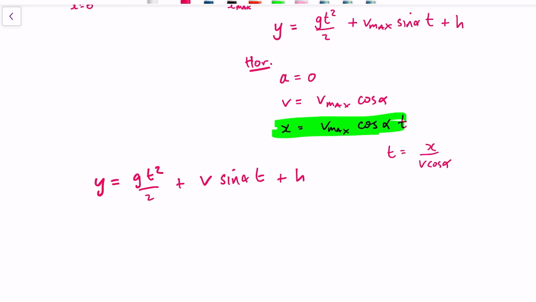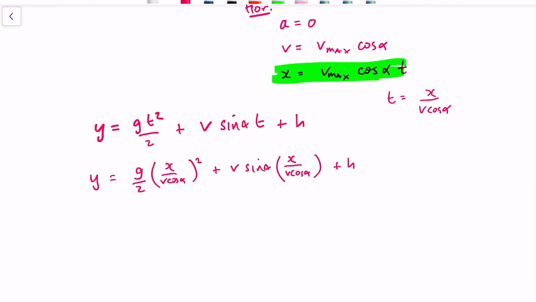And then I can sub that into my y expression. y equals g over 2 times (x over v cos alpha) squared plus v sine alpha times, again, x over v cos alpha going in for t, plus h. Now I've got y in terms of just x and alpha. Remember that v is a constant. It's the initial velocity of the cannon firing at maximum speed. This looks like an absolute mess, and how am I going to differentiate it if it's still got two variables in there? But what we're trying to do is find the maximum value of x when y is 0.